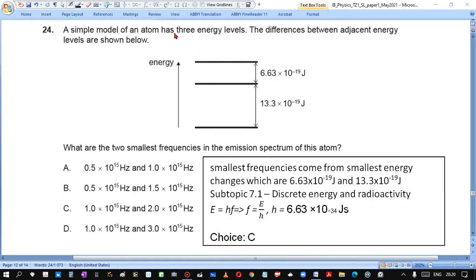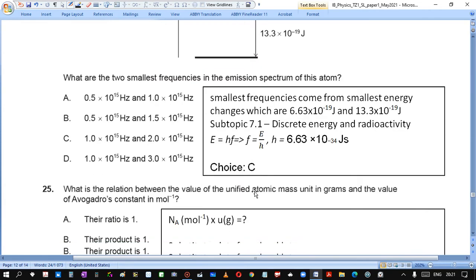A simple model of an atom has 3 energy levels. The differences between adjacent levels are shown. What are two smallest frequencies in the emission spectrum of this atom? Smallest frequencies come from smallest energies. Energies are 6.63 and 13.3. Using formula from subtopic 7.1 for energy of photon, we write it for frequency and use h from booklet. So approximate it, and we have choice C.